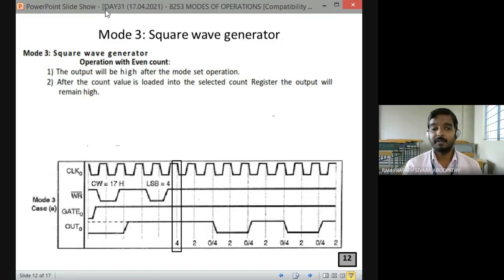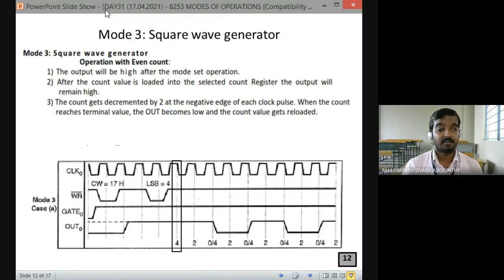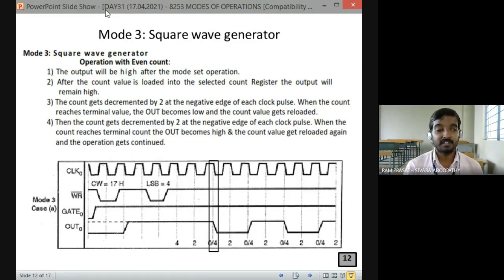Square wave generator அப்படின்னு சொல்லிட்டாலே இங்க நம்ம count value எப்படி decrement ஆகுது, it is decrementing by 2. நல்லா கவனிங்க. Next edge, okay, the count gets decremented by 2 at the negative edge of each clock. 2, fine. இன்னும் ஒன்னு decrement ஆனா என்ன ஆகும், 0, correct? நல்லா கவனிக்கணும். When the count reaches the terminal count, எனக்கு என்ன ஆகுது, அவுட் பின் சேஞ்சஸ் ஃப்ரம் ஹை டு லோ, காம்ப்ளிமெண்ட் ஆகுது. ஹைல இருந்தா லோ, லோல இருந்தா ஹை, இனிமே அப்படிதான். Fine. இப்ப ஹைல இருக்கிறது லோ ஆயிடுச்சு.